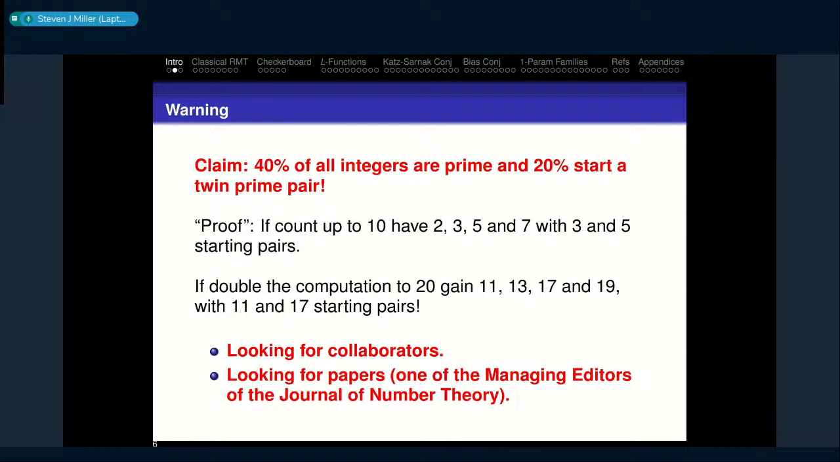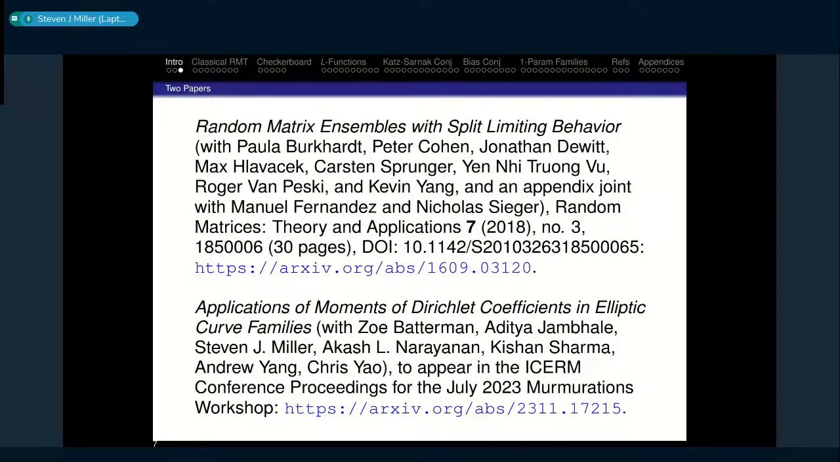Okay, so I'm mostly going to be talking about two papers, one on random matrix ensembles, one on Dirichlet coefficients and elliptic curve families. And what I wanted to do is talk very briefly on the history of the subject, because not everybody has seen the connections from mathematical physics coming into number theory.